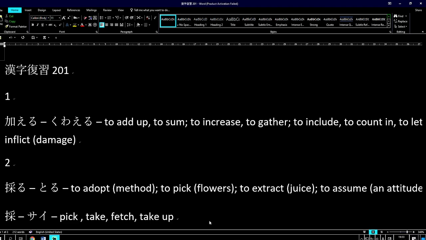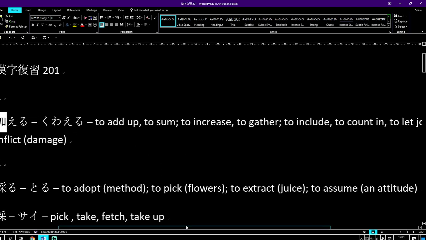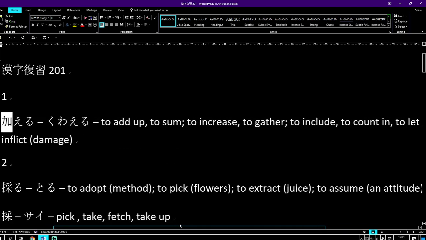First one today is going to be kuaeru, to add up to some or to increase, with our kanji for a same thing, to add or increase to something. Yeah, pretty simple. Kuaeru, to add up to some, to gather.